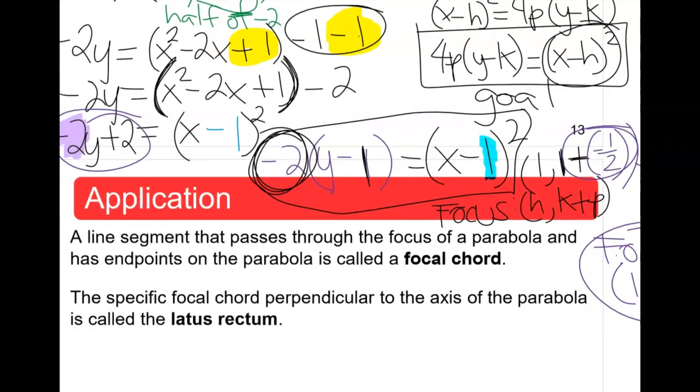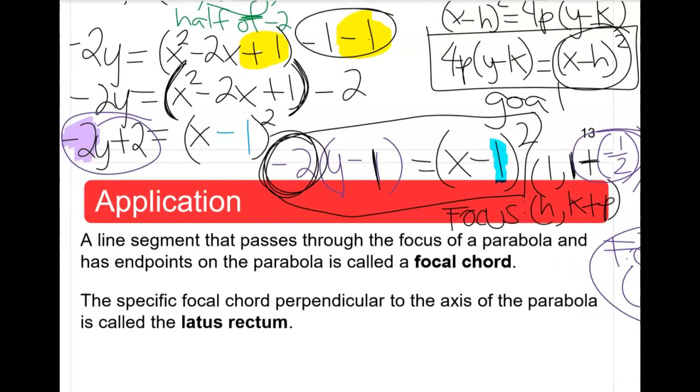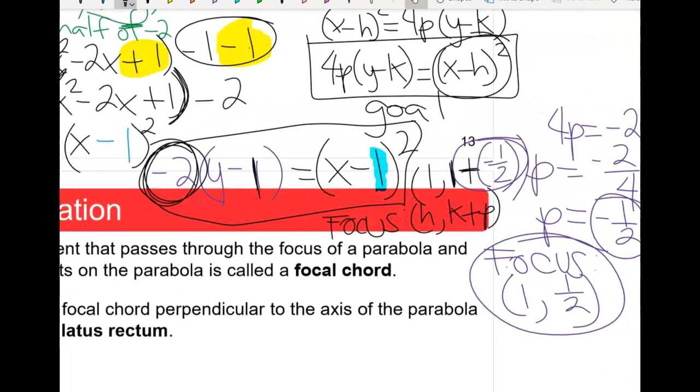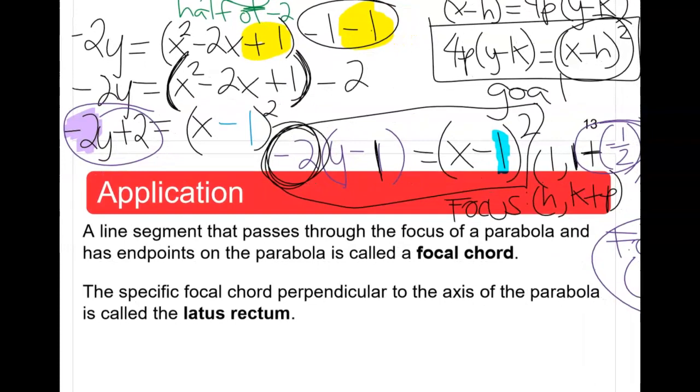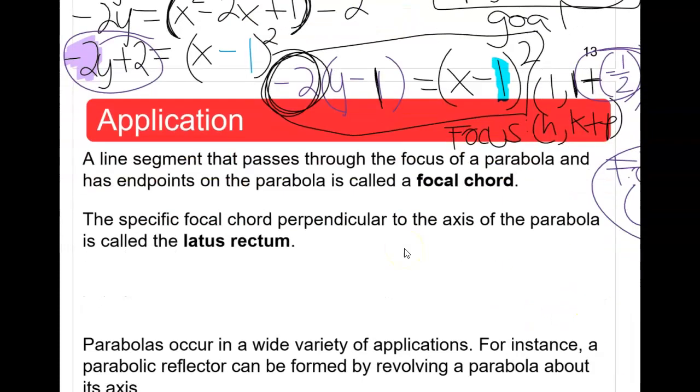Well, that is the coordinate of the focus because we only have one. Once we go to the next sections, we'll have more than one. So that was the question. That is the answer, 1 comma 1/2.